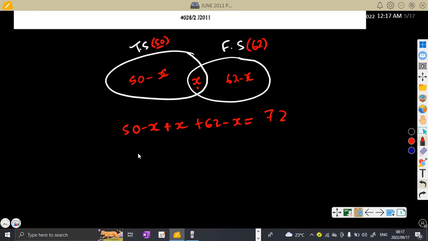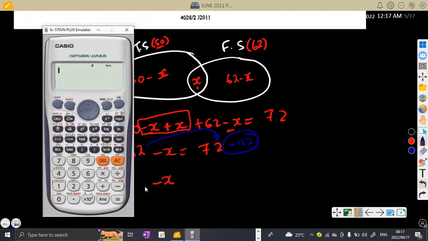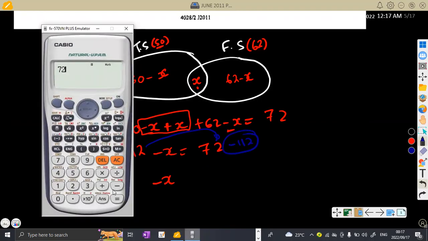Okay, so you can add 50 plus 62, that's 112. Minus x plus x here, that's a 0. So you're going to be left with minus x. So minus x is equal to 72. Since we want to calculate x, we transpose the 112 to the other side of the equation. So it's going to be negative 112. So that is 72 minus 112, which is minus 40.